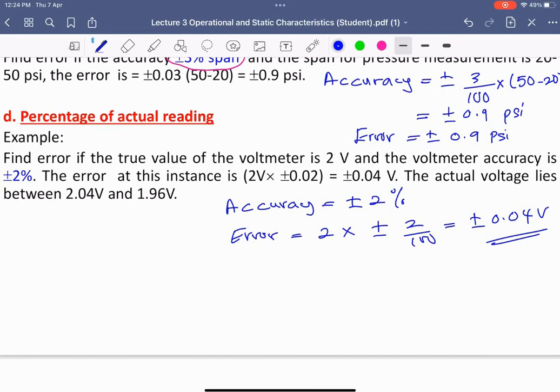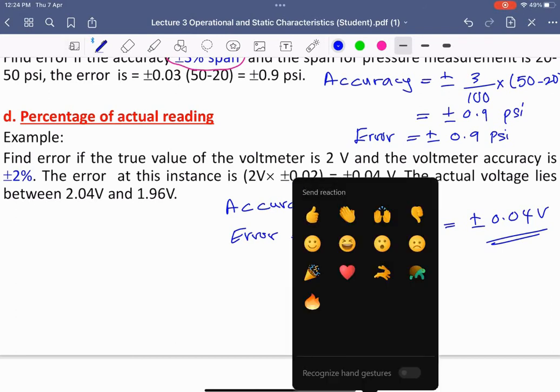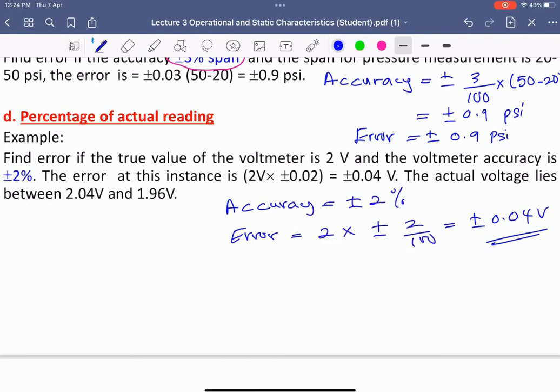Okay, so far so clear? Operational range, span, and so on. Okay, so far so clear. Okay, good.